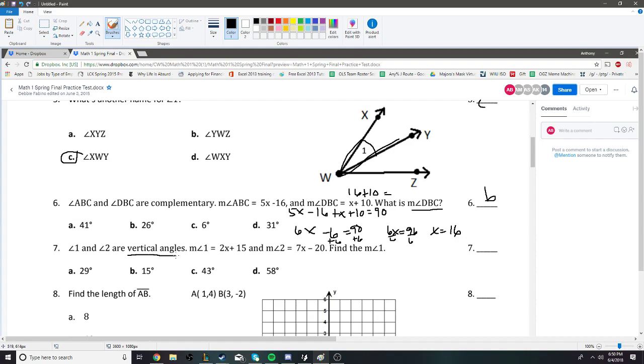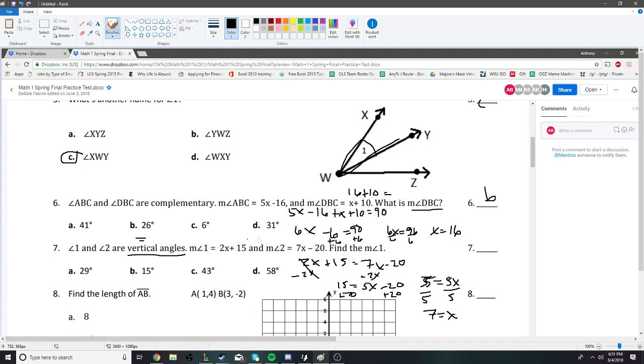7. 1 and 2 are vertical angles. When you see that word vertical, that means equal. So 2x plus 15 is equal to 7x minus 20. Subtract 2x from both sides, and we get 15 equals 5x minus 20. The opposite of minus 20 is add 20 to both sides. Plus 20, plus 20. So 35 is equal to 5x. And divide both sides by 5 to get x equals 7.